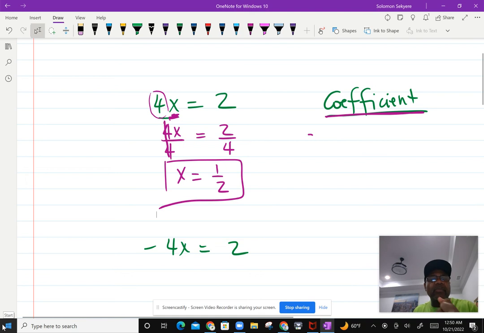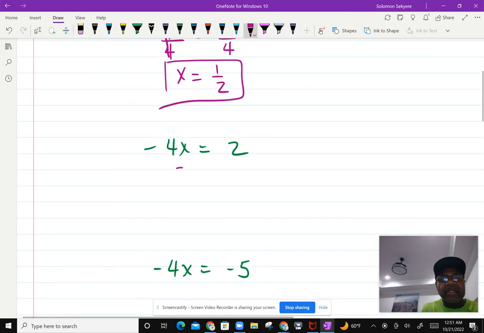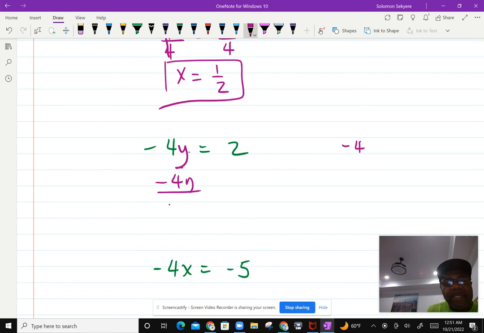Okay, you have a variable, you want to know it. It has a coefficient. You divide both sides by the coefficient. Follow the rule. Okay, what are you going to do over here? What is the coefficient of your variable here? Let's say, let me just use a different variable, y. Y is your variable. Name the coefficient. It is negative 4. How are you going to find your variable? You're always going to divide both sides by the coefficient of your variable.